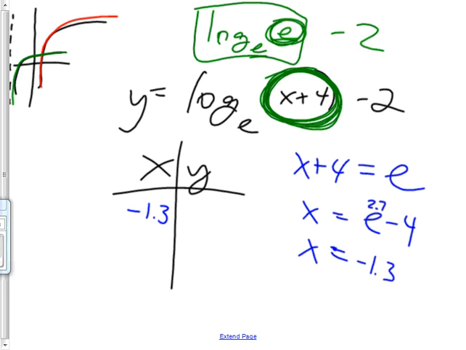Why? Because then when I put in negative 1.3 here, that turns out to be 2.7, which means this and this match up, which means I'll have 1, and then I take the minus 2 away from it. 1 minus 2 is negative 1. There's one of the points that's on my graph. Negative 1.3, negative 1. It seems plausible that could be on that green graph there.